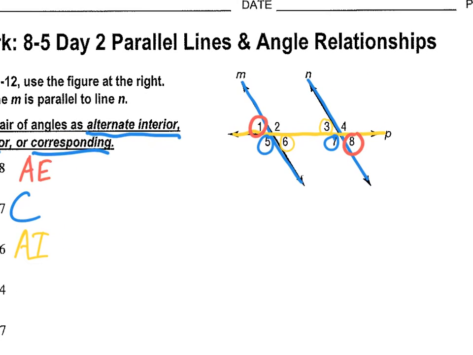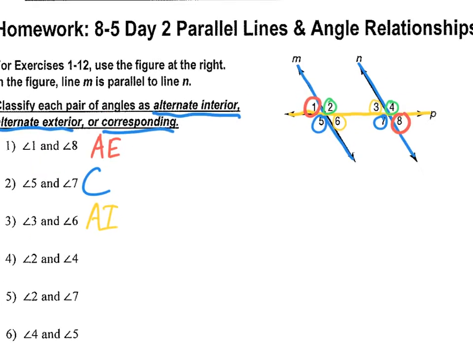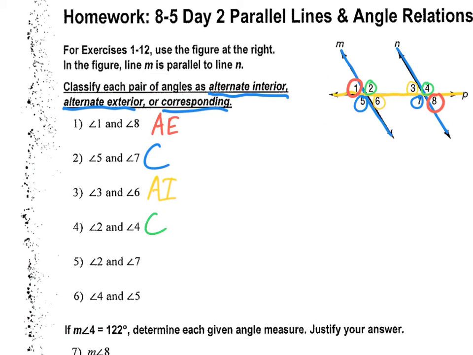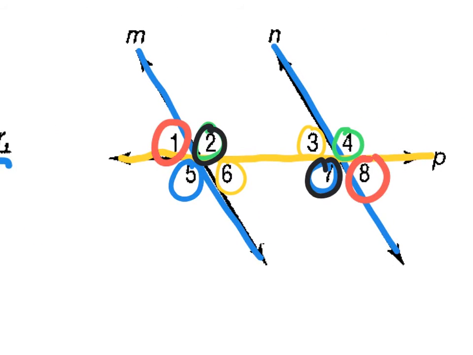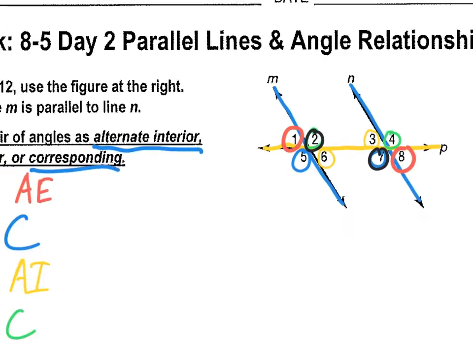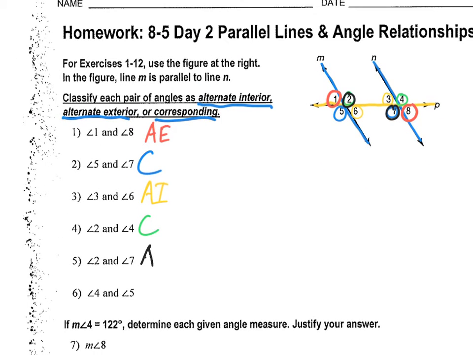For angles 2 and 4, they are on the same side of the transversal line, and they are both the same angle. So angle 2 and angle 4 are going to be corresponding angles. For angle 2 and angle 7, so here's angle 2, here's angle 7. These two angles are on alternate sides of the transversal line, and they are on the inside of the parallel lines. So these are going to be alternate interior angles.